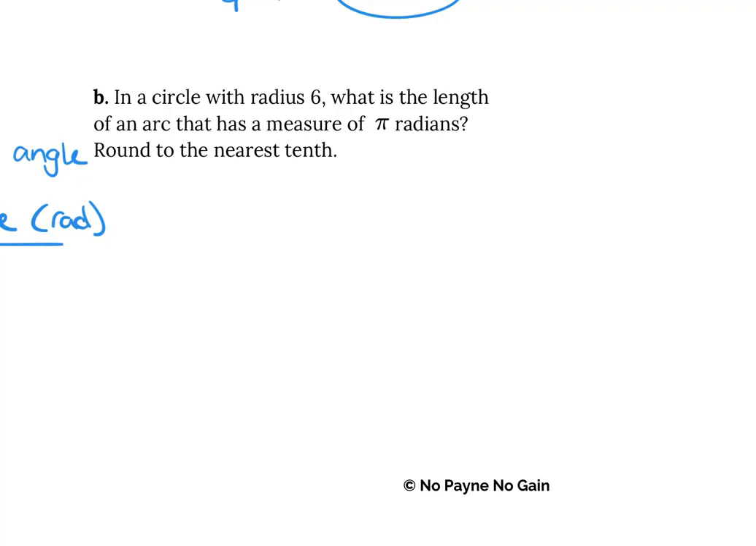In a circle with a radius of 6, what is the length of an arc that has a measure of pi radians? And we're going to round that to the nearest tenth. So this one we're going to use what we created for our radians, which was theta r. Okay, we're going to plug in pi for the theta, and our radius is 6. So that's going to end up getting us 18.8.